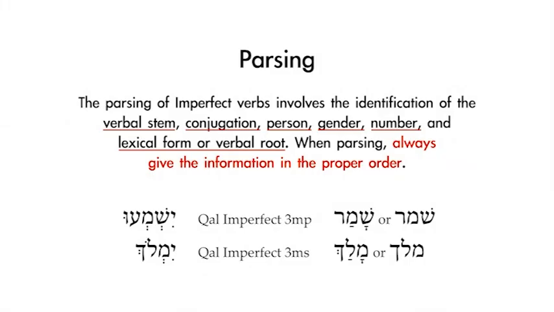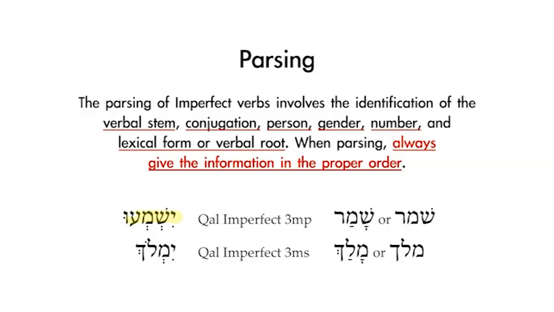And remember, always give the information in the proper order. So we have two examples below. We have the form yishma'u, which is the Qal imperfect 3MP. The lexical form is shamar, or the verbal root is shin, mem, resh.